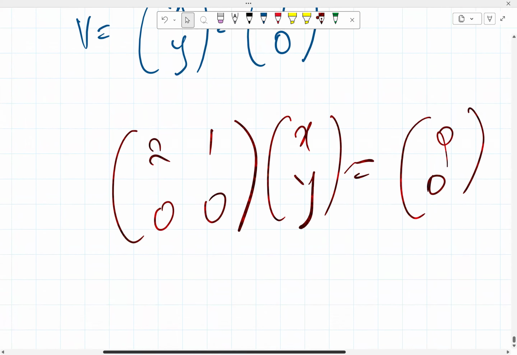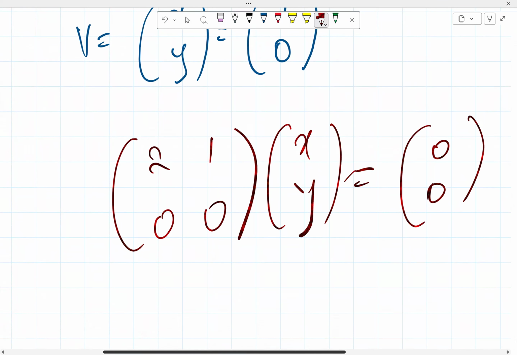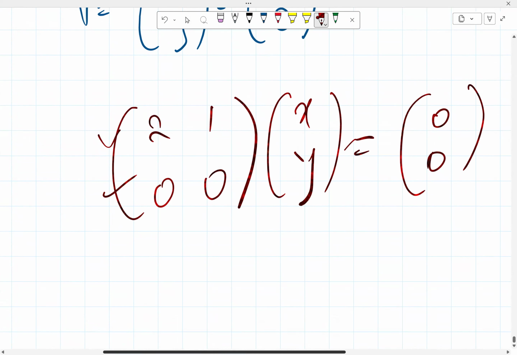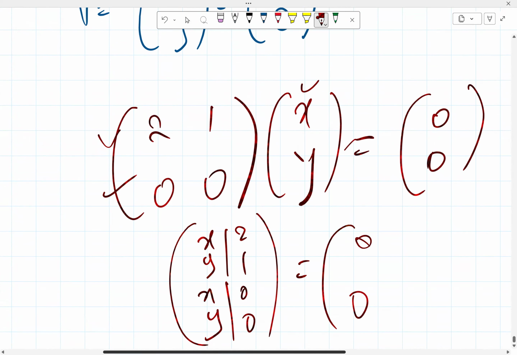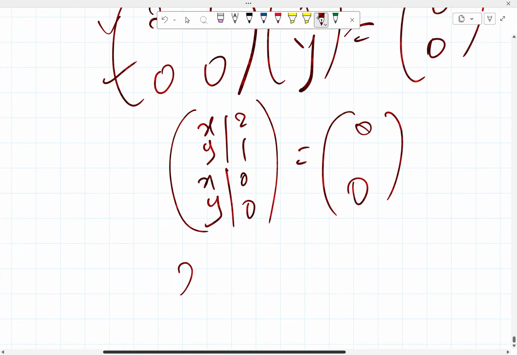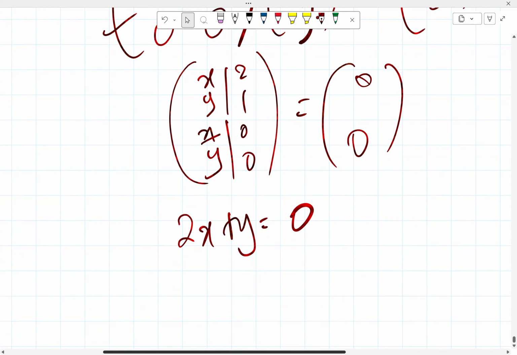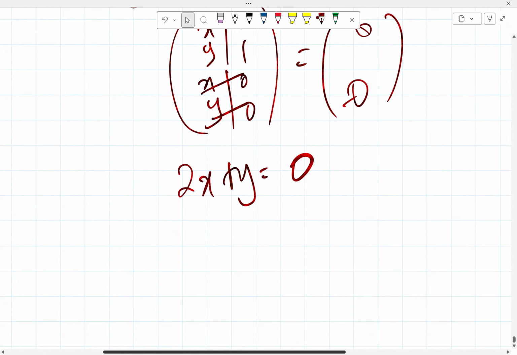So you do the same thing, right? So you have two rows here. So write this twice. So xy, xy. So this is 2, 1 up here, then 0, 0 here. And all of that is equal to 0, 0. So what happens? You have 2x plus y is equal to 0, right? So these ones are wasted, so to speak. So here you just have y is equal to minus 2x.